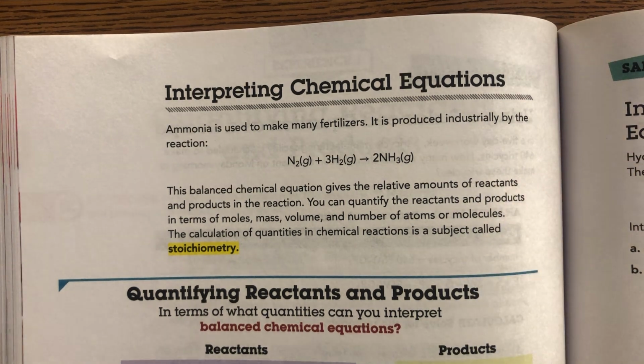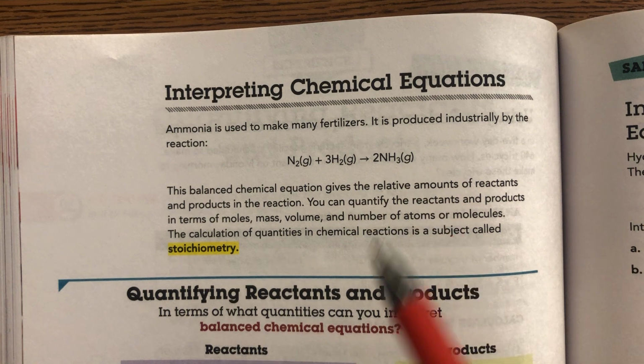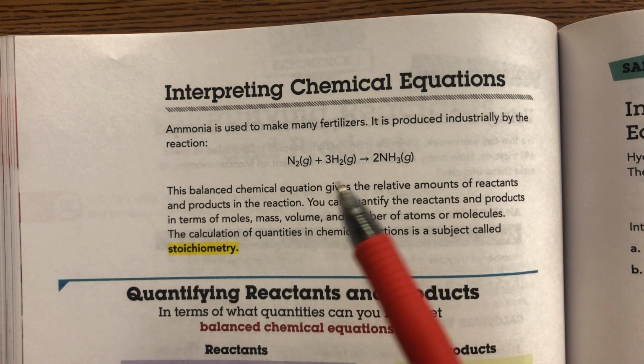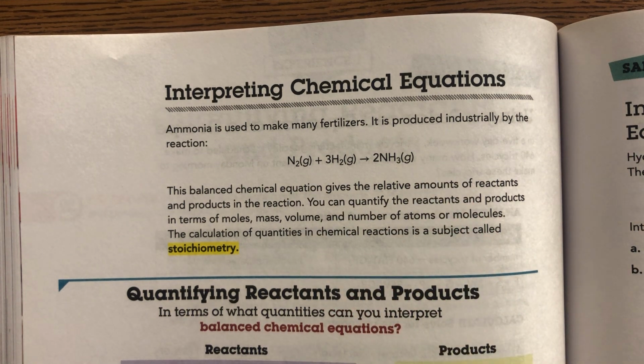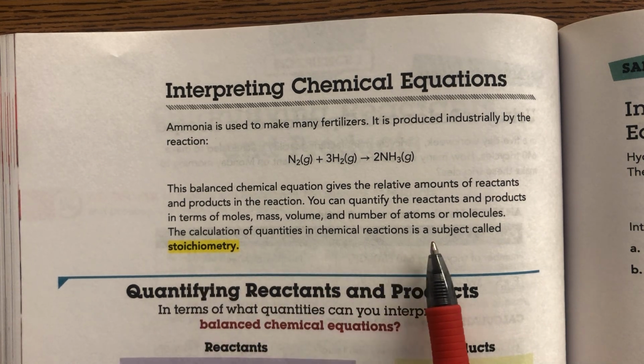And now we're going to add information to this. We're going to give it a little more context of understanding the quantities needed to make these products and how much reactants we need to make ammonia, okay? And that's what stoichiometry is. It's the calculation of quantities in chemical reactions.